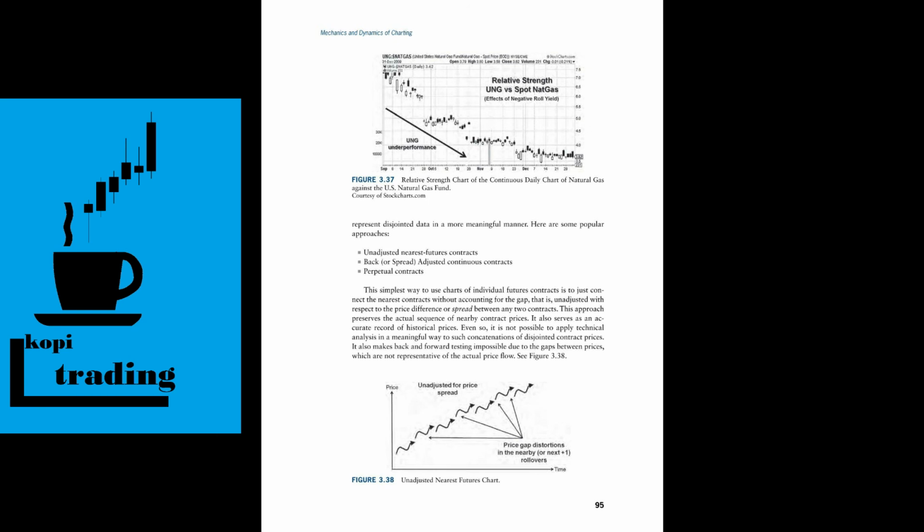It also serves as an accurate record of historical prices. Even so, it is not possible to apply technical analysis in a meaningful way to such concatenations of disjointed contract prices. It also makes back and forward testing impossible due to the gaps between prices, which are not representative of the actual price flow. See Figure 3.38.